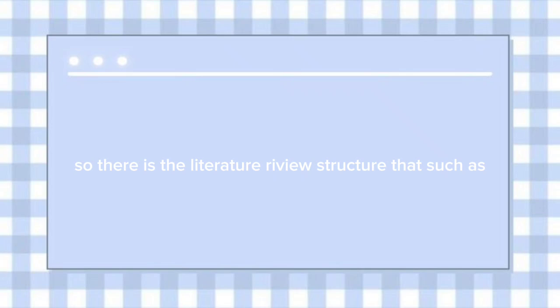So there is the literature review structure, such as: what are the seminal works on my topic, what progress has been made since the seminal works, what are the most relevant recent works, what are the achievements and limitations of this recent work, what gap do these limitations reveal, how does my work intend to fill this gap.